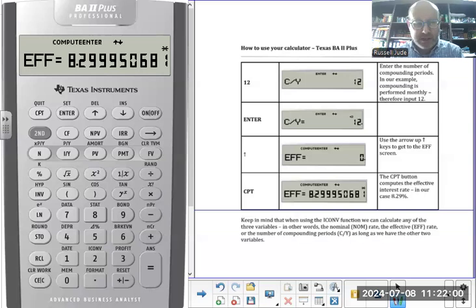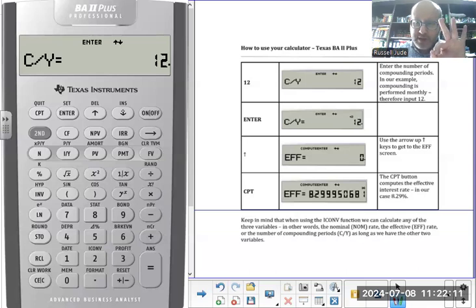Just a note on this particular section over here, we see there are 3 screens. I'll take you to the first one, nominal, EFF, and CY. Now, remember, if you've got 2 of the 3, you can calculate the third input over there. So remember, there's always 3 inputs: nominal rate, effective rate, and periods per year. You can play around with those as you need.